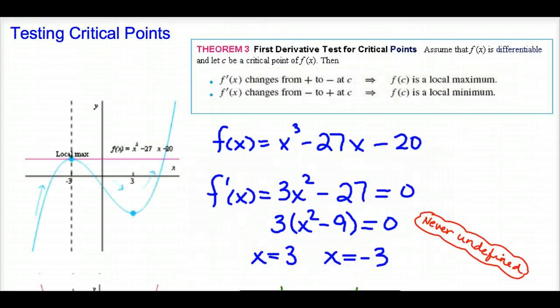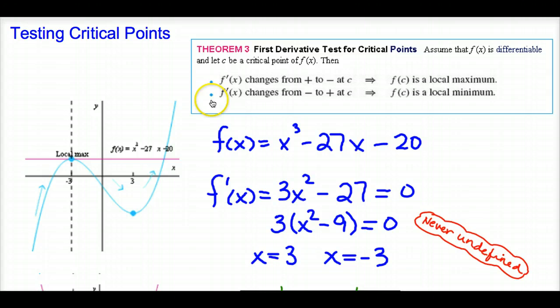So now what we're going to do is test critical points. Theorem 3 just says if my first derivative changes from positive to negative, that means over here if my slopes are positive and then they turn negative, that usually happens at a critical point, and that means that we have a local max. Whereas if you rise and then fall, you created a local maximum.